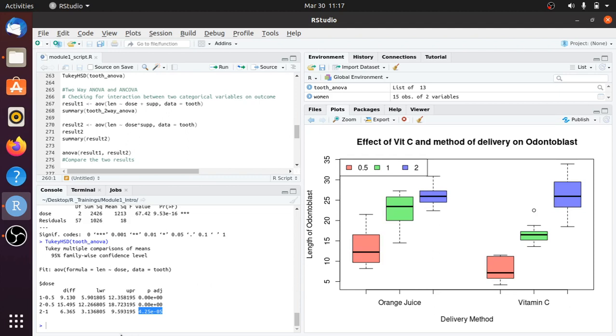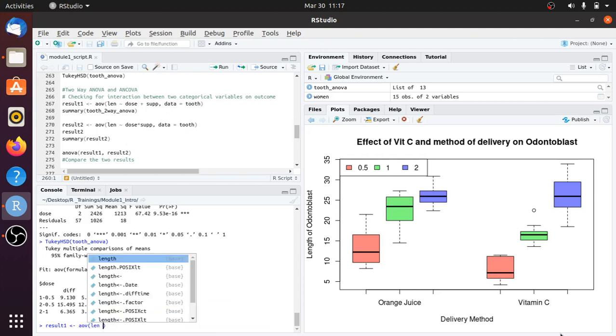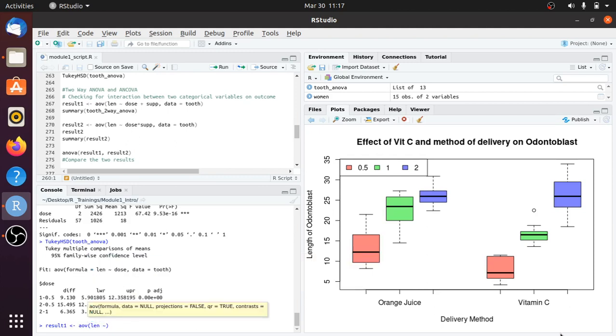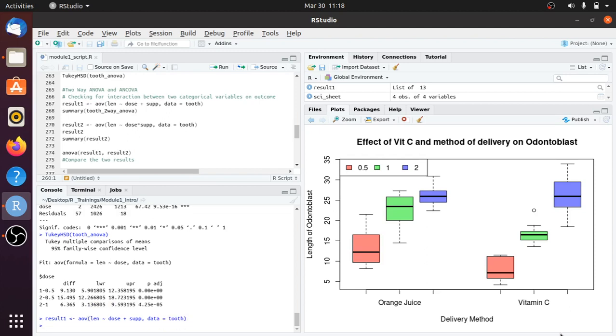Now, for us to do that, we use two different things. Let's save the first results. Let's say result 1. We want to check AOV of length dependent on what? On dose plus sub. The data we are using is tooth. Okay, let's save that.